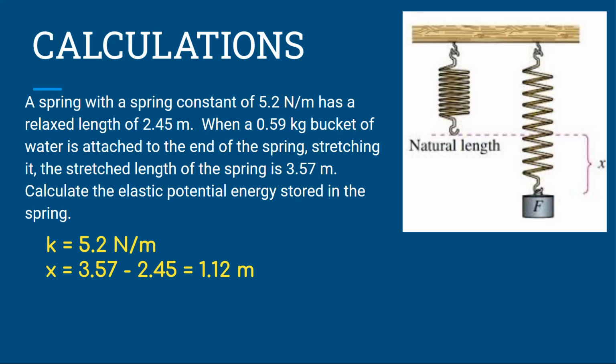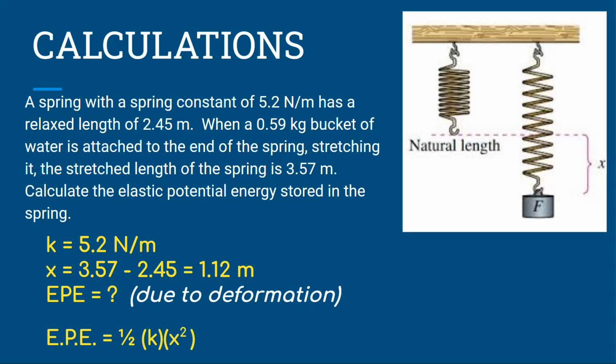But if it does this, and it says the relaxed length is this, and now it's this, you have to get the difference. So my value for X, my displacement or deformation of this spring, is 1.12 meters. All right, so we have K, we have X. We're looking for elastic potential energy due to that stretching that we just saw.